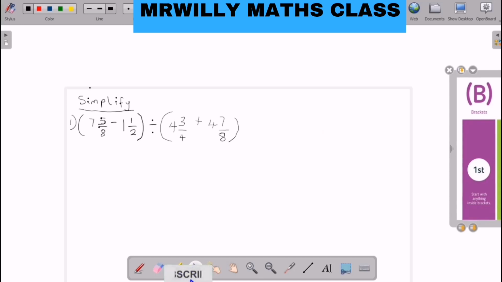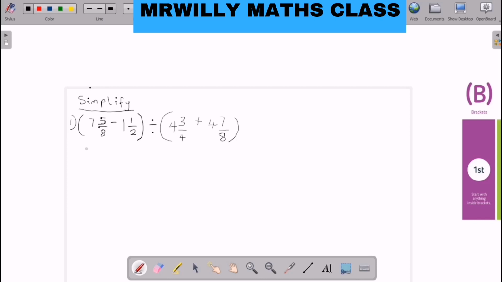We'll be making use of our Bodmas to solve a couple of questions for today's class. According to the first question, we have bracket 7 number 5 over 8 minus 1 number 1 over 2, divided by bracket 4 number 3 over 4 plus 4 number 7 over 8. We have two brackets, and according to Bodmas, we have to solve anything inside the bracket first. So we'll be starting with the first bracket.